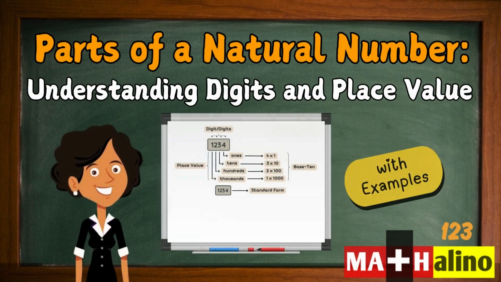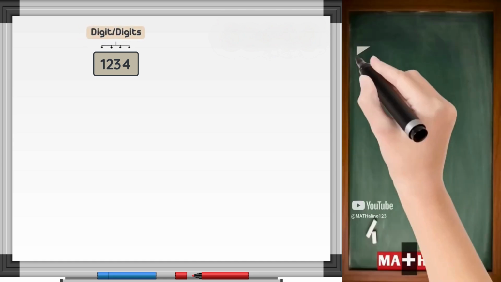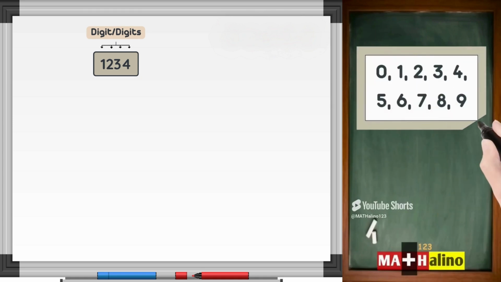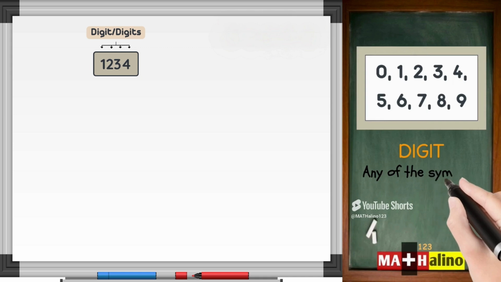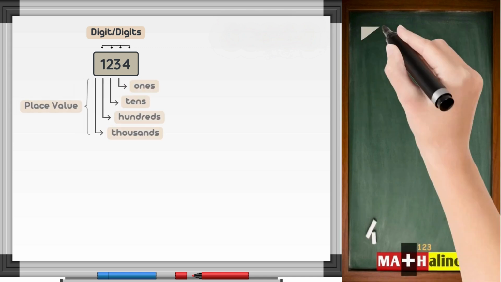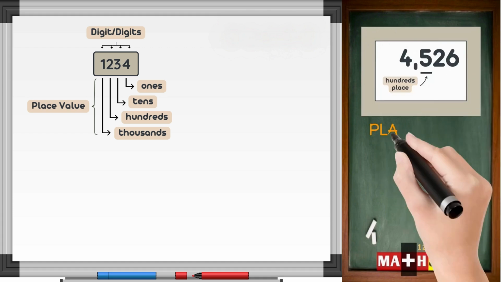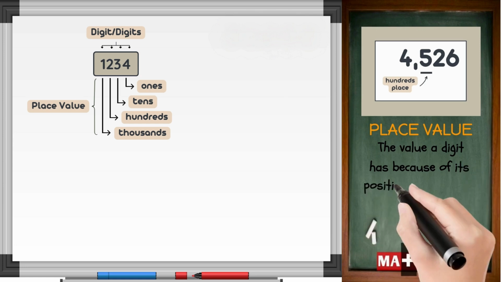What are the components of natural numbers? Let's break it down using a simple example, the number 1234. Digit. Any of the symbols from 0 to 9. Place value. The value a digit has because of its position in a number.